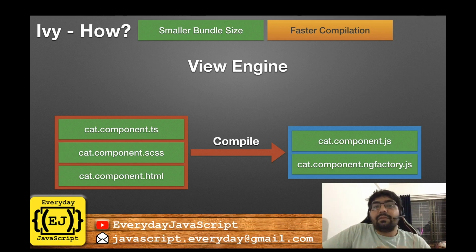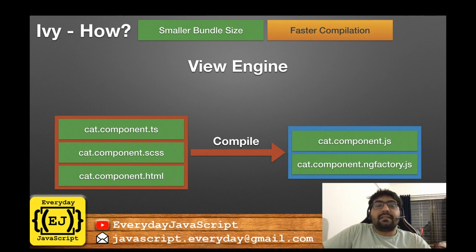That means that View Engine used to generate two different files. That means the bundle size was larger. Also, the compilation was slower because it had to generate two different files. Another reason why the bundle size was larger is that View Engine was producing so much code. It used to have a plethora of switch cases for each and every element that it detected in the HTML template.